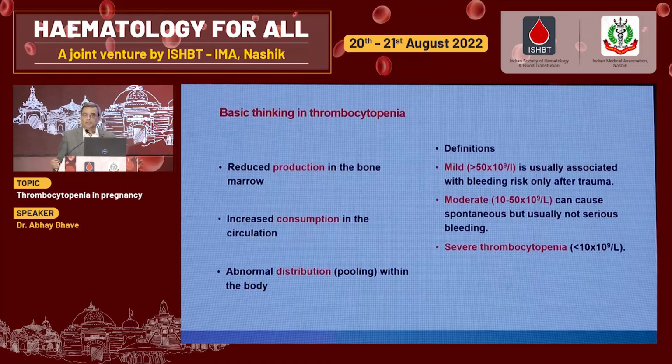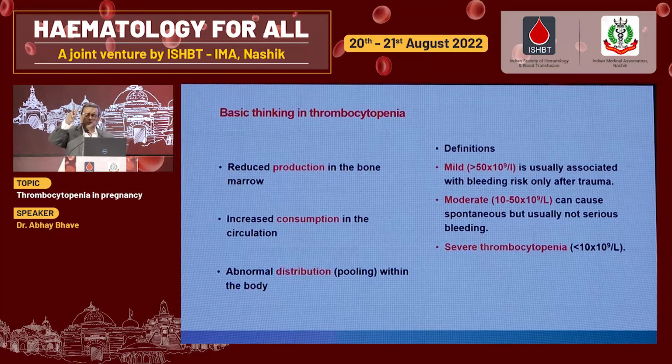Basic thing in thrombocytopenia is what? Either you're not producing, you're consuming, or you're distributing the cells within the system. So there could be a splenomegaly, hypersplenism, there could be infection where it's consuming, or the marrow is suppressed by whatever reason and you're not making enough platelets, so there is destruction, especially in the spleen. And we've got definitions. Mild is when it is above 50,000, moderate is between 10 and 50,000, and severe is when it is less than 10,000.